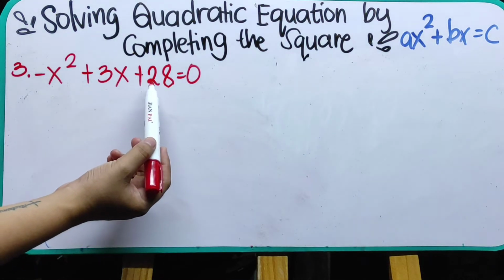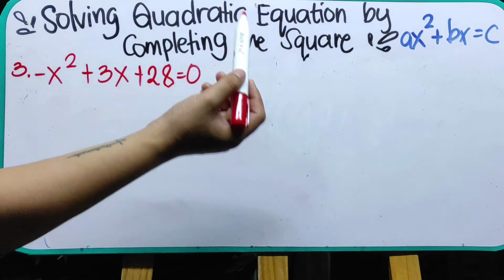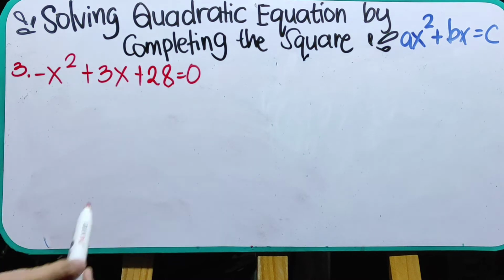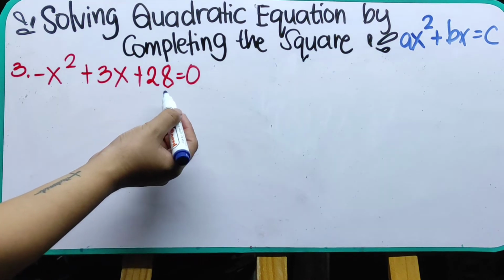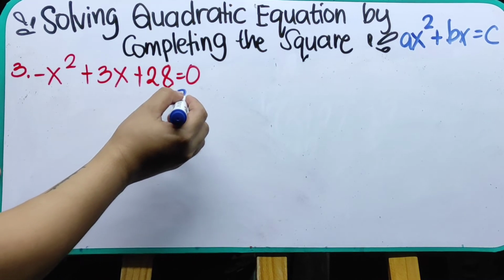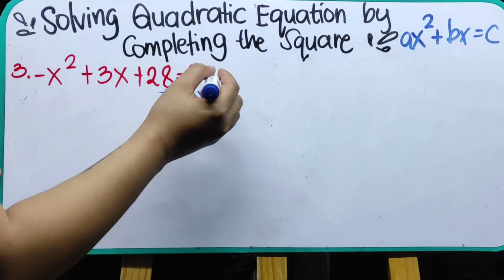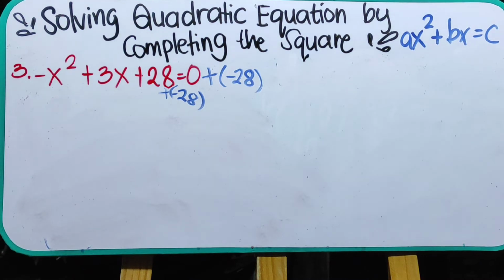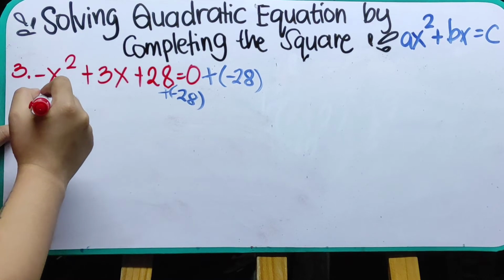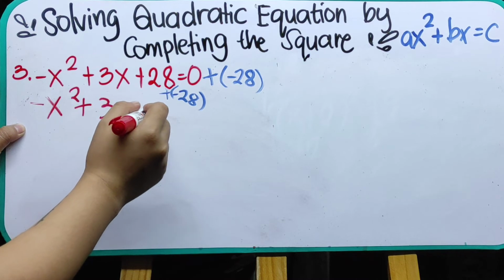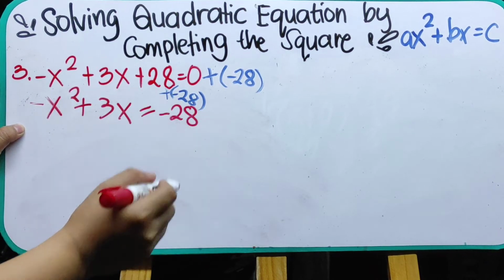So, dapat si positive 28, malilipat siya sa right side ni equal sign. So, ang gagawin natin dyan, since positive 28 yan, by addition property of equality, pag nag-add tayo dito ng negative 28, kailangan mag-add din tayo sa kabila ng negative 28. Okay? So, ang kalalabasan, is negative x squared plus 3x equals negative 28.